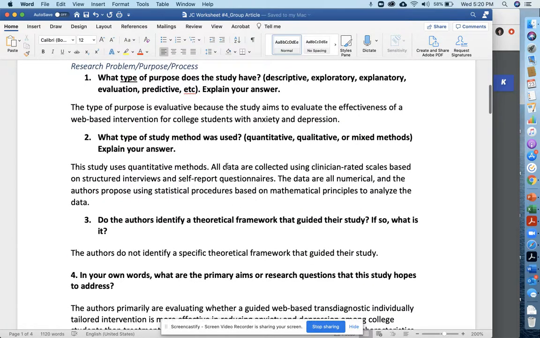So the first question is about the research problem, purpose, or process. And this question should be familiar to you because it's been in other assignments. It asks, what type of purpose does the study have? So this question is asking, is it descriptive, exploratory, explanatory, or evaluative? And the purpose of this study is evaluative because it is aiming to evaluate the effectiveness of this intervention.